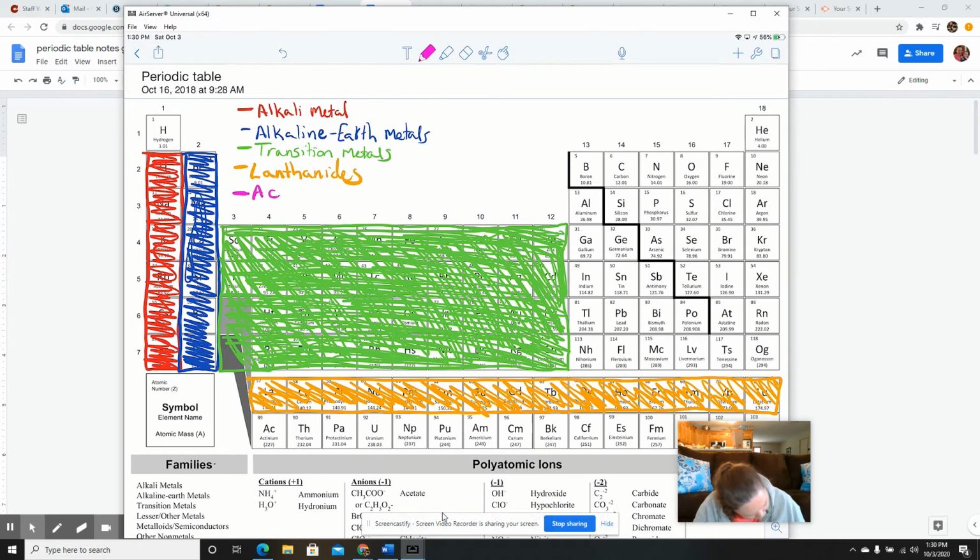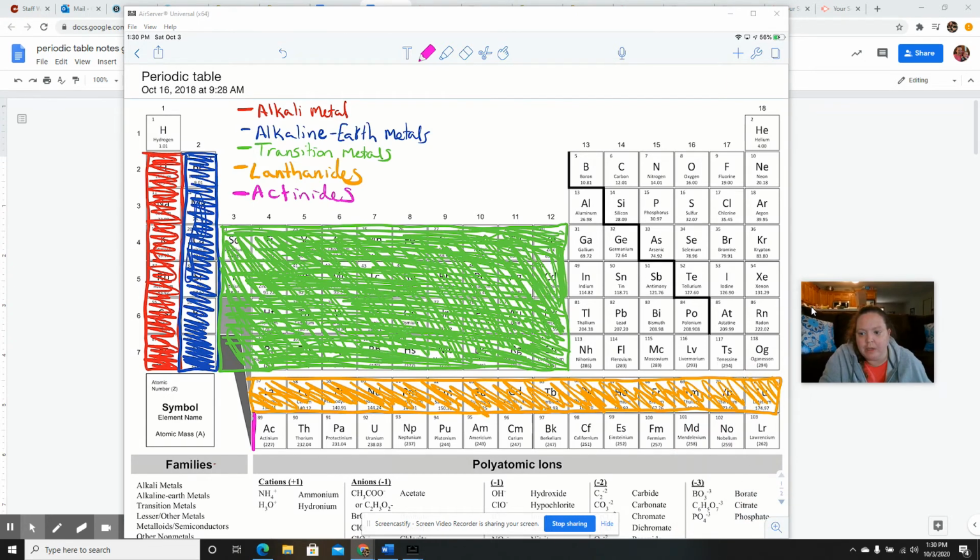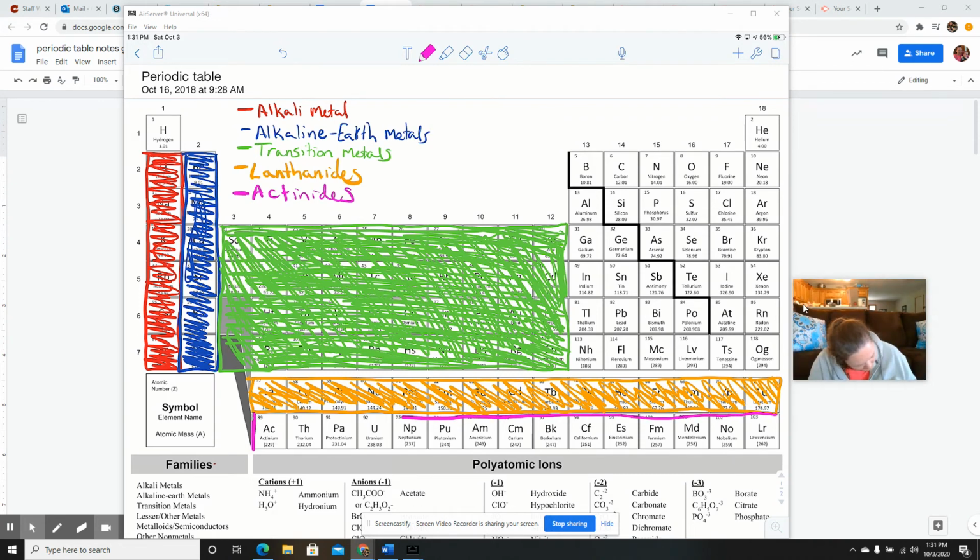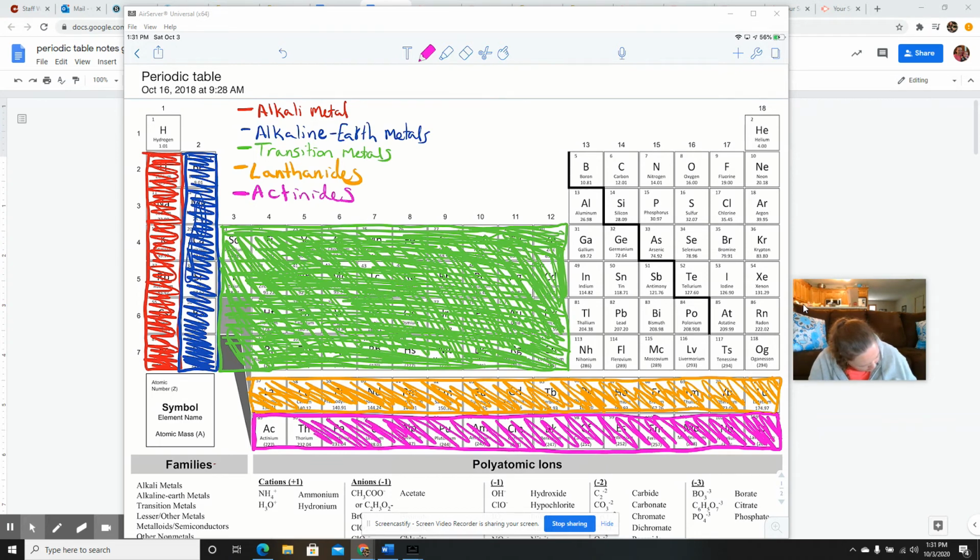And then pink, I'm going to do the actinides. And I'm going to move my picture here of me so you can see all the actinides, because the actinides are all at the bottom down here. Okay.